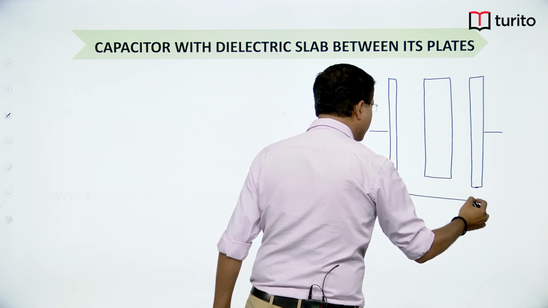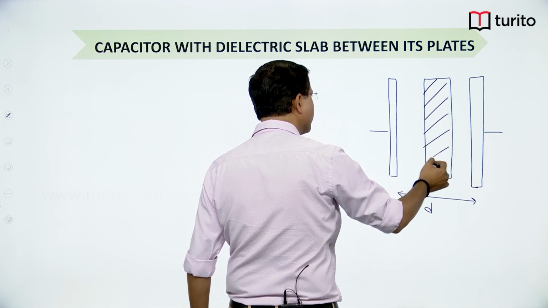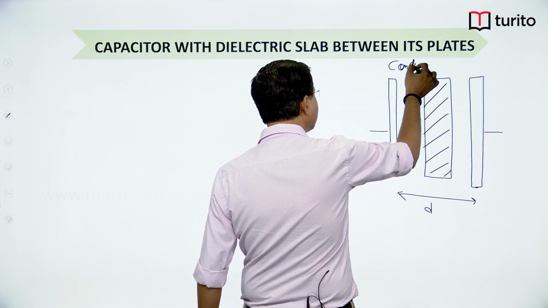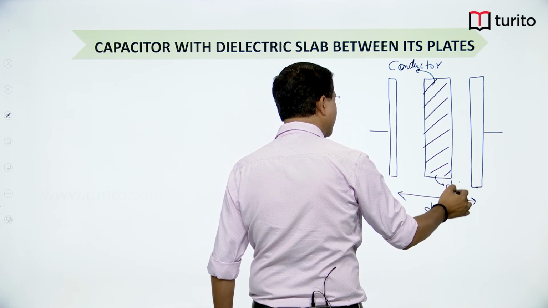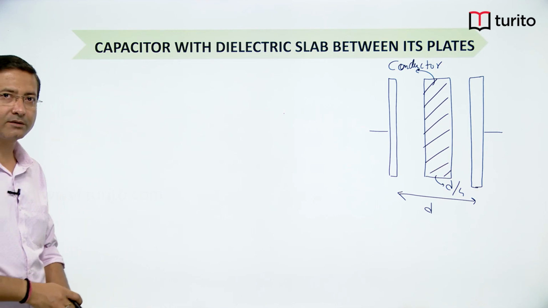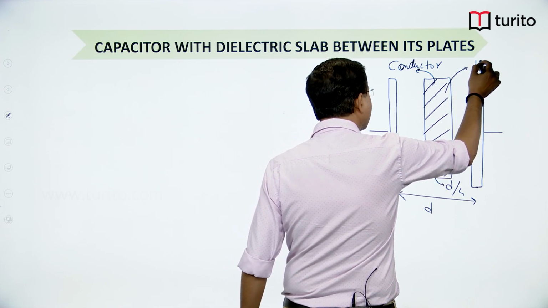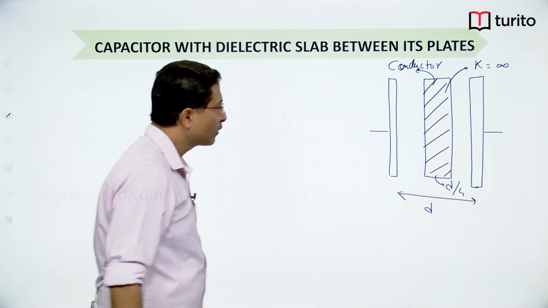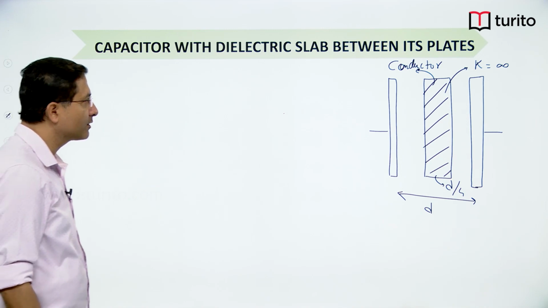So, this gap is d, and a conducting slab of thickness d by 4 is placed. Now, what would be the capacitance? As we know, the dielectric constant for a conductor is infinity. I can use the same formula, and there I will place the value of K as infinity.